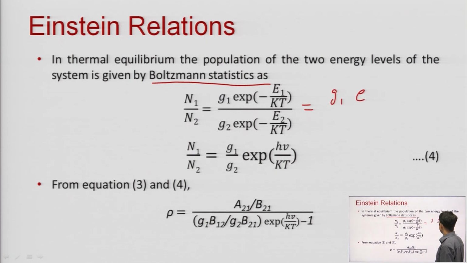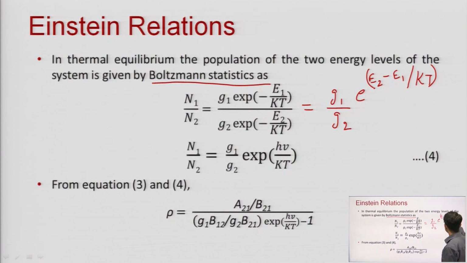This is G1 e to the power E2 minus E1 divided by kT. We can write it like this also, divided by G2. Because when we take exponential minus E2 by kT in the numerator, this minus will go and we can take kT common. So, E2 minus E1. What is E2 minus E1? E2 minus E1 is simply h nu. So, we can also write N1 divided by N2 is equal to G1 by G2 exponential h nu by kT.